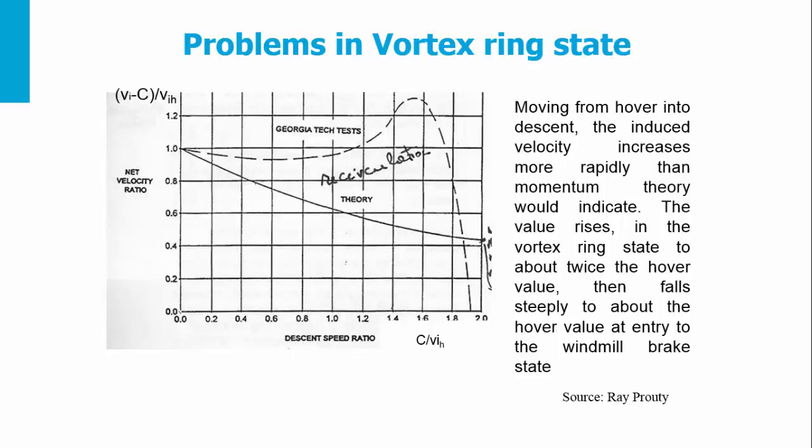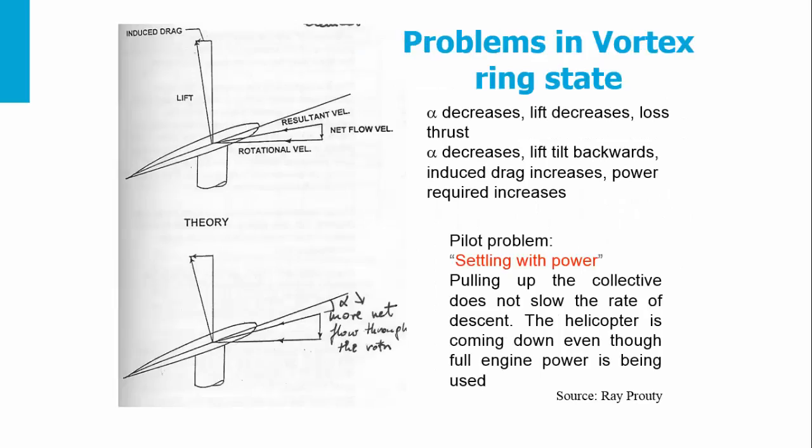So moving from hover into descent, the induced velocity increases more rapidly than actuator disk theory would indicate. The value rises in the vortex ring state to about twice the hover value and then falls steeply to about the hover value as we enter the windmill brake state. It means that we have few tools to predict the vortex ring state of the helicopter.